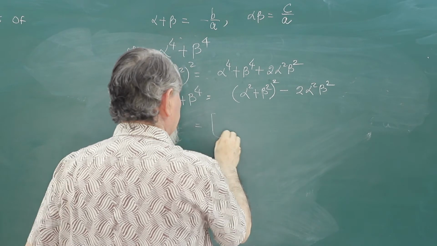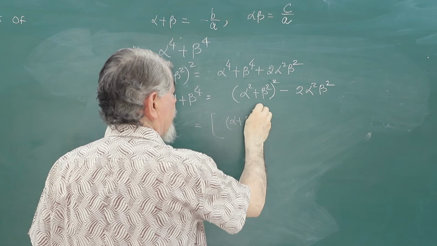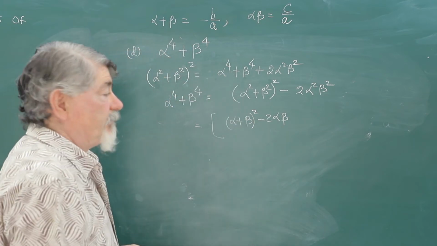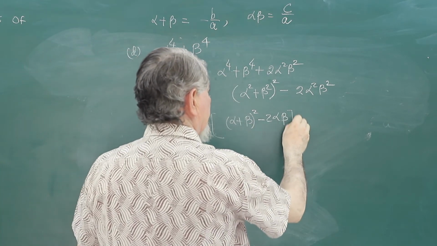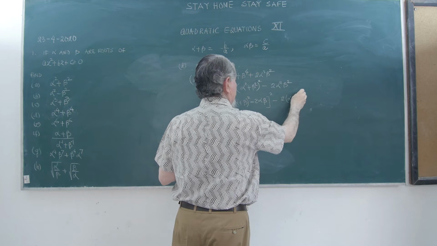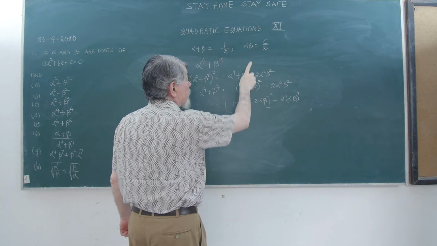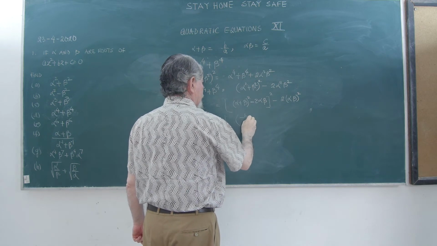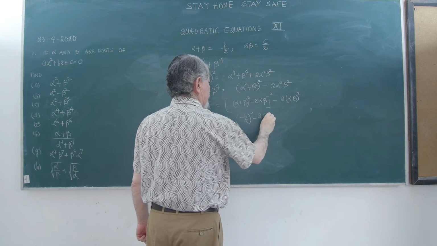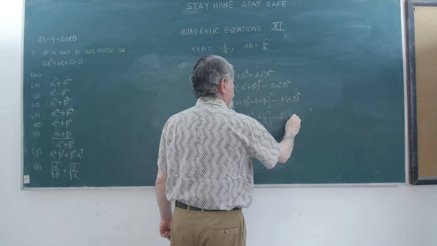Remember, the value of alpha square plus beta square is alpha plus beta whole square minus 2 alpha beta. Again, we will apply the formula of alpha plus beta whole square. You can get this to the power 2 minus 2 alpha beta whole square. You know the value of alpha plus beta, that is minus b upon a whole square minus 2c upon a, minus 2c upon a whole square.